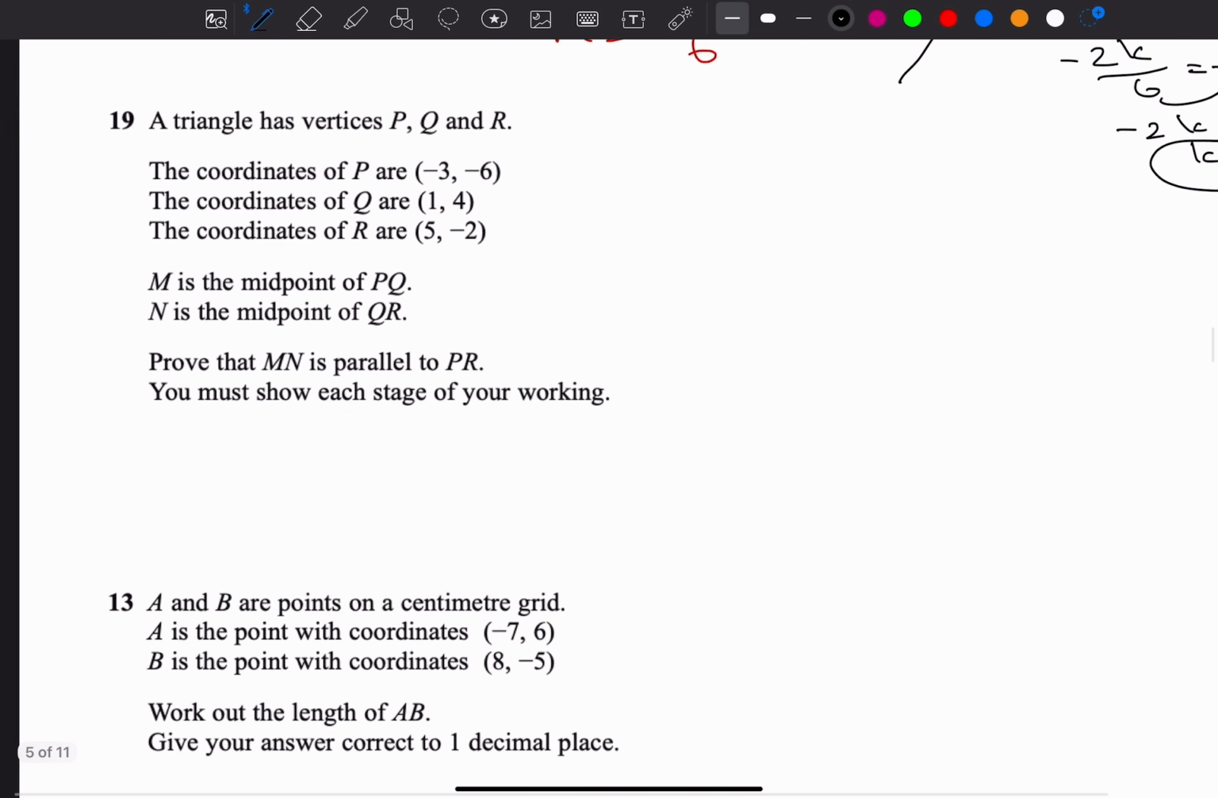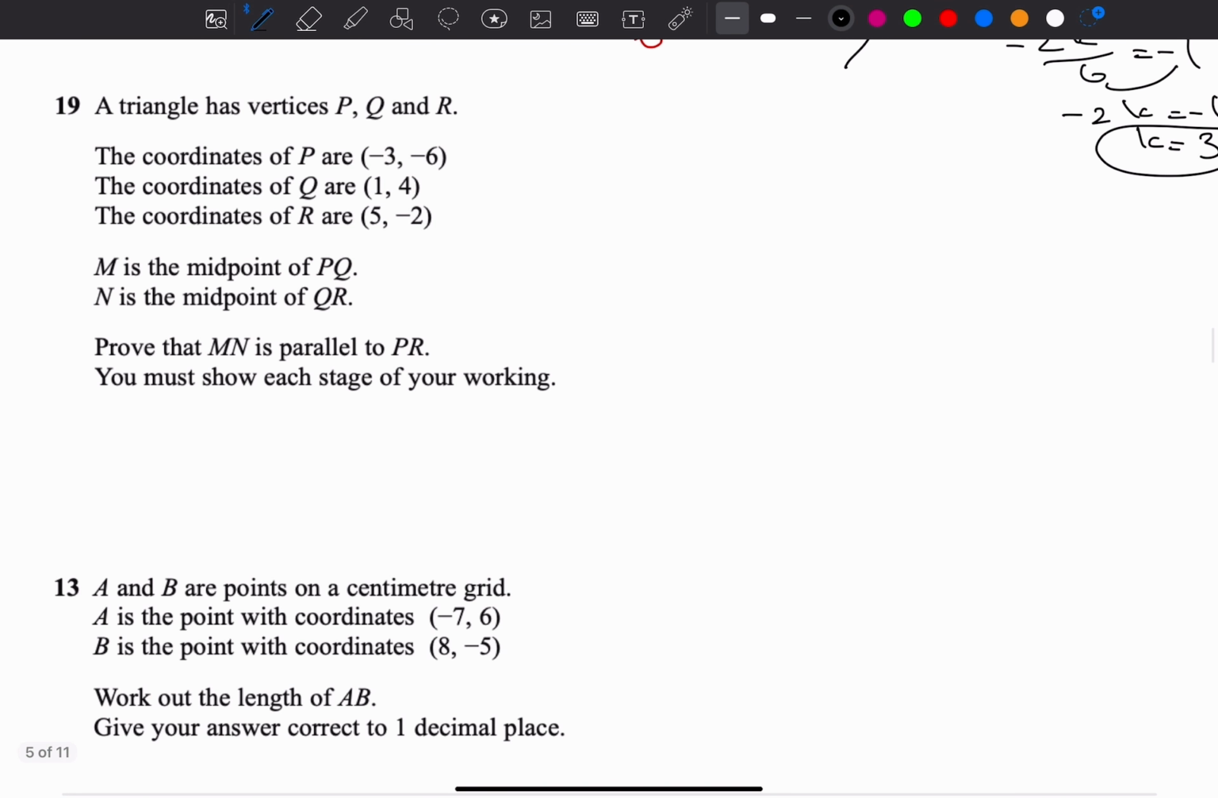Next one. M is the midpoint of PQ. How to do the midpoint? Just add them and divide by 2. M is of P and Q. Midpoint. Minus 3 add 1 is minus 2 divided by 2 is minus 1, comma, minus 6 add 4 is minus 2 divided by 2 is minus 1. N is the midpoint of QR, this and this. 1 add 5 is 6, divided by 2 is 3. 4 add minus 2 is 2, divided by 2 is 1.